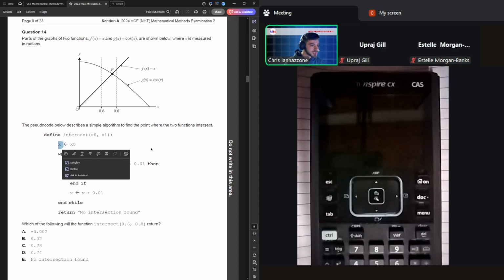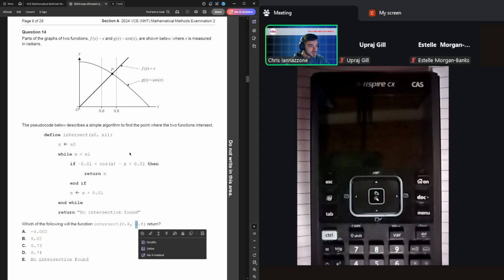So essentially, we know that x is going to get the value 0.6 in this first line of code. Next up, while x is less than x1, is x less than x1? Well, it's currently 0.6. x1 is currently 0.8. Seems appropriate.